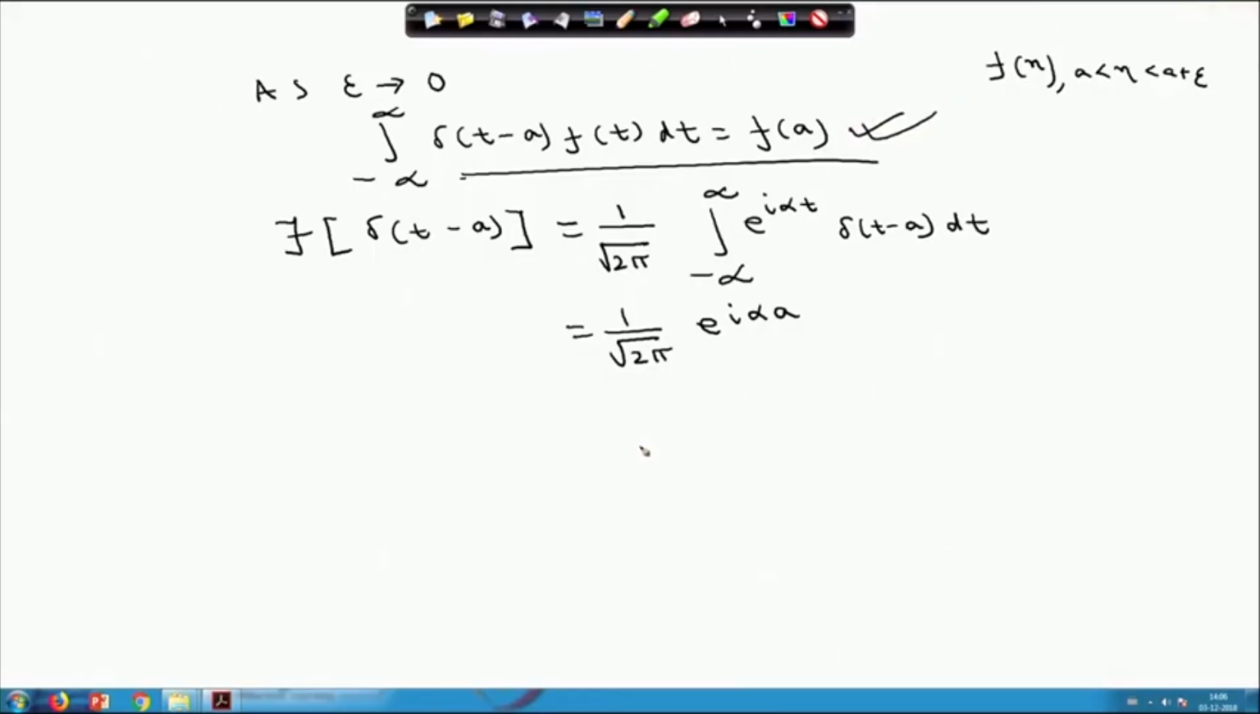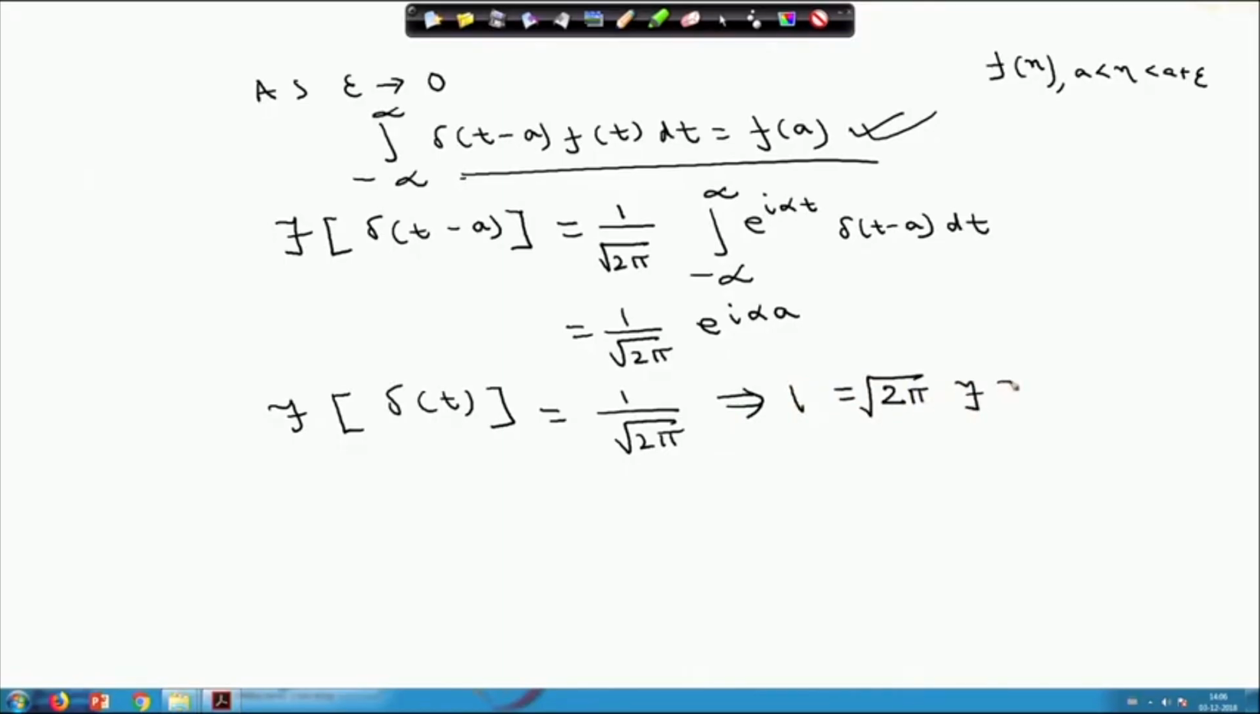Therefore, the Fourier transform of delta (t minus a), the Dirac delta function, equals 1 by root 2 pi e power i alpha a. And the Fourier transform of delta t, that is when a equals 0, will simply be 1 by root 2 pi. So the Fourier transform of the Dirac delta function delta t equals 1 by root 2 pi. This equals, you can write, 1 equals root over 2 pi into the Fourier transform of the Dirac delta function.